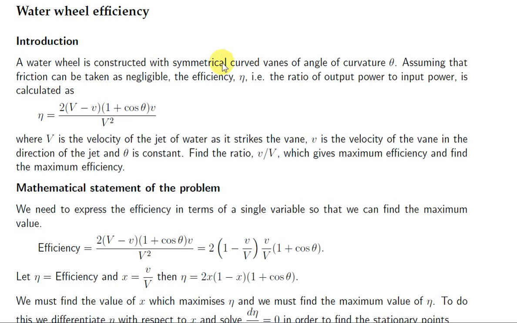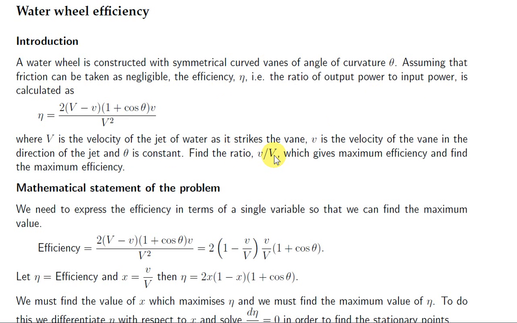A water wheel is constructed with symmetrical curved vanes of angle of curvature theta. Assuming that friction can be taken as negligible, the efficiency eta, which is the ratio of output power to input power, is given by this formula here. Big V is the velocity of the jet of water as it strikes the vane. Little v is the velocity of the vane in the direction of the jet, and theta is constant.